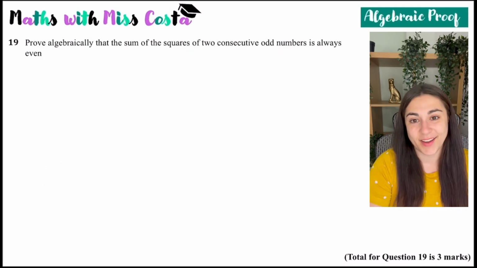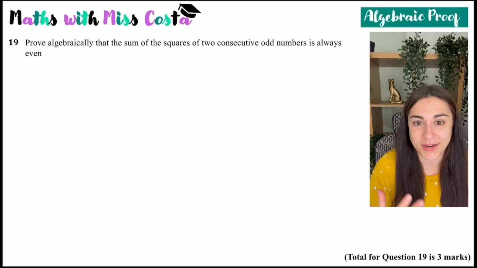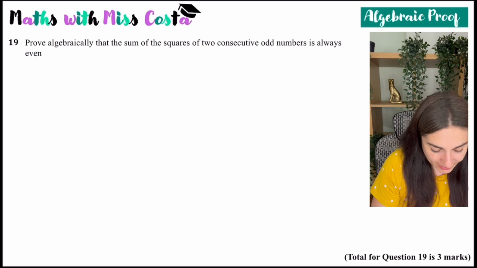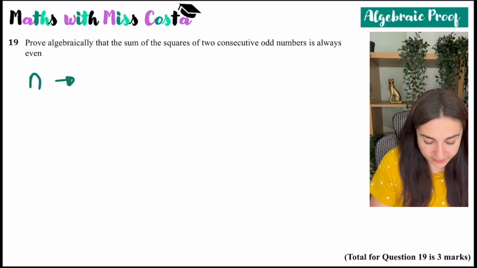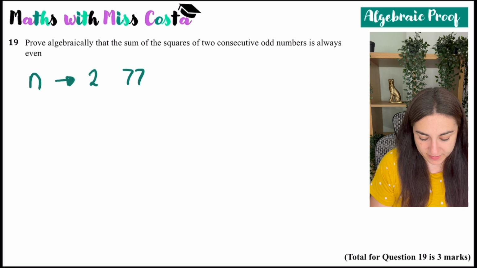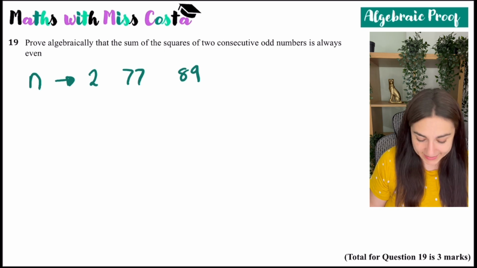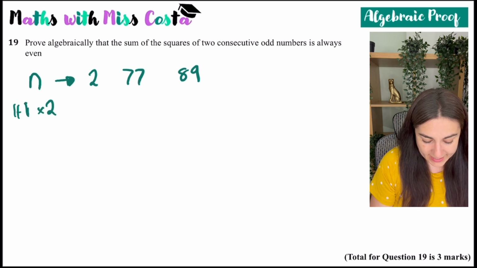And yep. Okay, so algebraic proof is really actually quite simple if you just know these few things. So imagine you have any number. Let's generally call any number n. N could be 2, it could be 77, it could be 89, it could be anything. So n could be odd or even. I don't know whether it's even or odd because I don't know what it is, but I know that if I multiply anything by 2, it becomes even. Let's just try that.